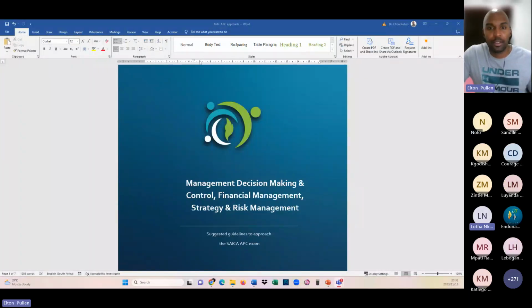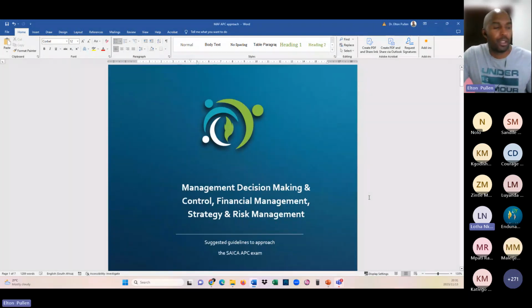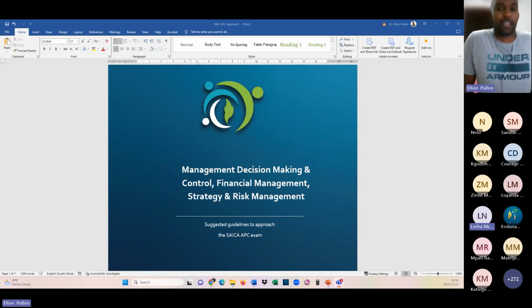I don't know if any of you guys had the chance to see these materials yet, but it will be available. So I'm going to share my screen. Can you guys see this Word document? You guys might have the PDF version, but can you see this Word document? How's it, Rachel? Yes, we can see. Yes, sir. We can see, Elton. Okay, great.